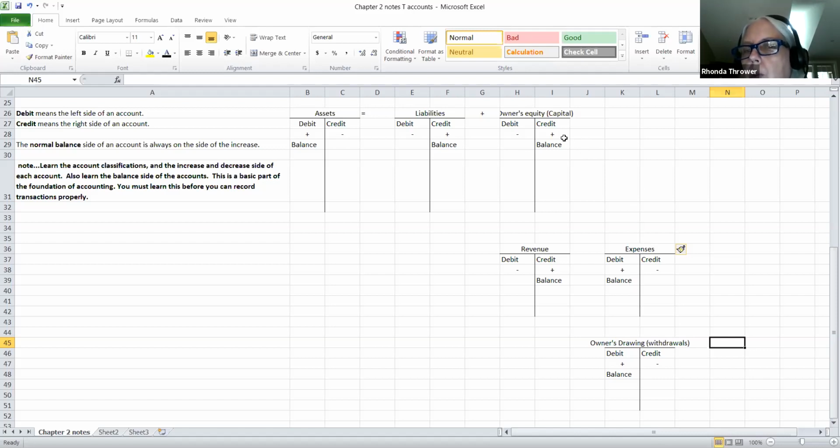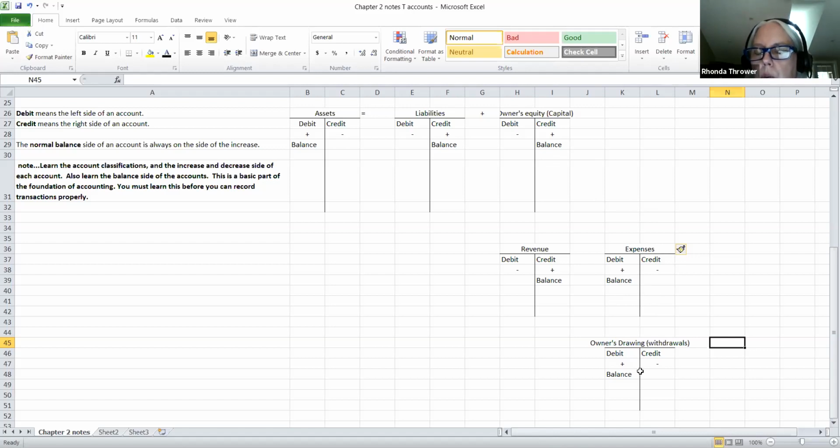So in other words, owner's equity had an increased side on the credit side of the account. Your expenses will be opposite of that. They will have an increased side on the debit side of the account. Remember, debit just means left, so expenses increase on the debit side because they're treated oppositely of owner's equity. The expenses in total will decrease owner's equity. That's why they're treated opposite of owner's equity.